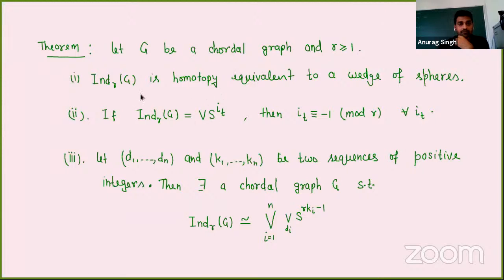We have shown that if Int_r(G) is homotopy equivalent to a wedge of spheres S^{i_t}, then i_t should be of this form, of the form rk−1 for some k. Also, if you have any two sequences d1, d2 up to dn and k1, k2 up to kn, this is sort of a reverse of part 2, where if you have these two numbers, then you can construct this topological space, and then you can find a chordal graph G with the property that Int_r(G) is homotopy equivalent to this given space.